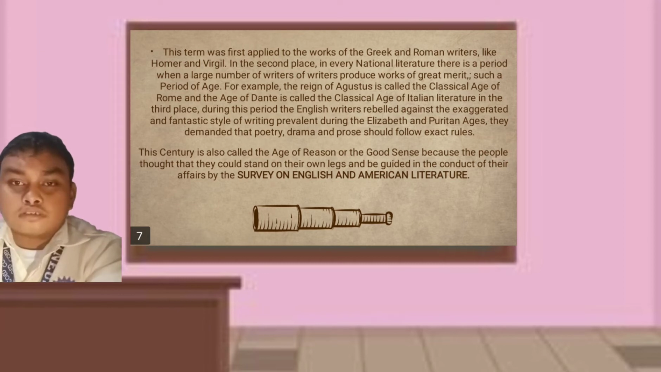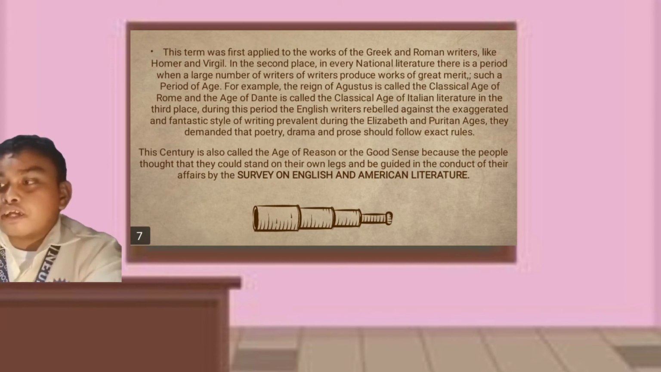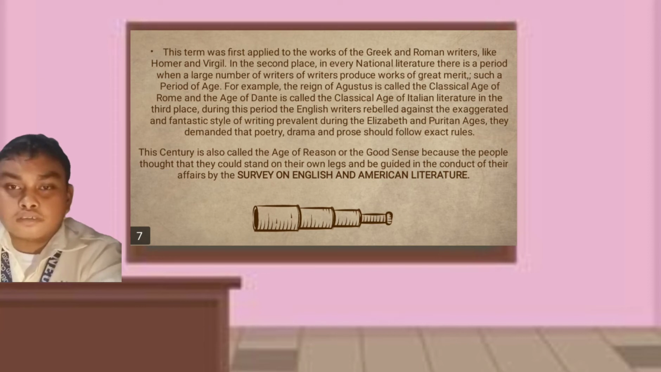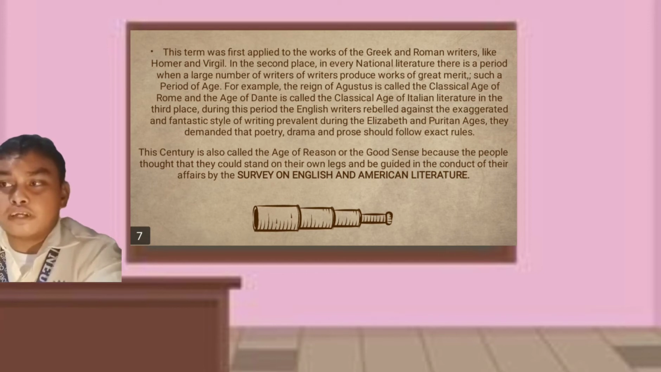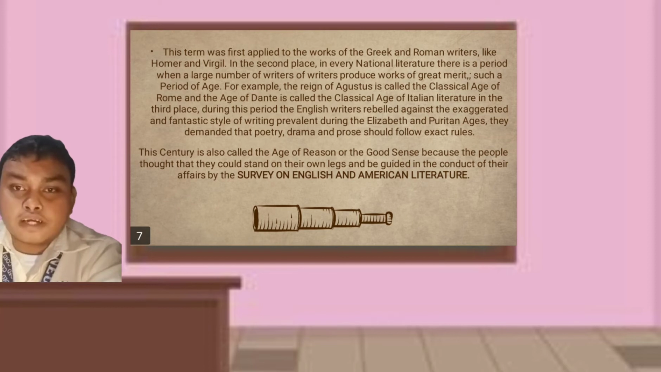This century is also called the Age of Reason and Good Sense, because the people thought that they could stand on their own legs and be guided in the conduct of their affairs by the light of their own reason, unclouded by respect for ancient precedent. They began to think that undue respect for the authority of the ancients was a great source of error, and therefore in every matter man should apply his own reason and common sense.